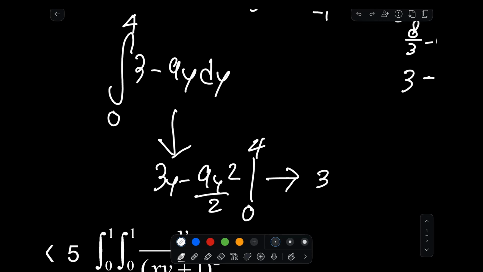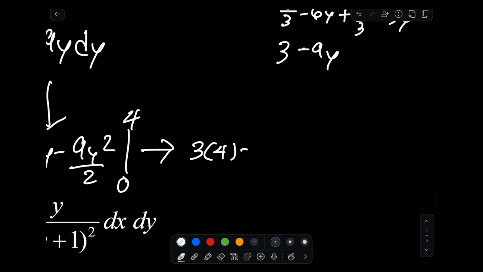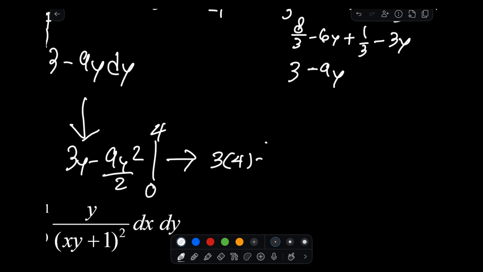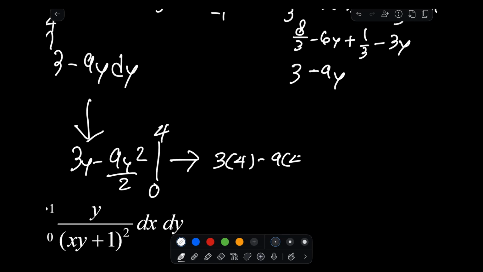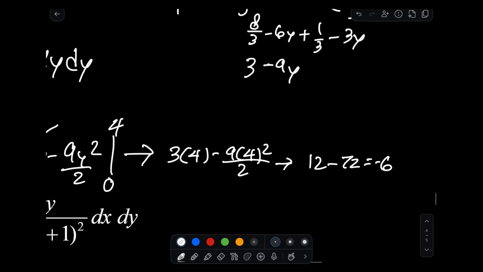Let's just actually write it out like this. 3 times 4 minus 9 times 4 squared divided by 2. Jeez Louise, what's happening with me today? And then this would become 12 minus 72 equals negative 60 as our final result.